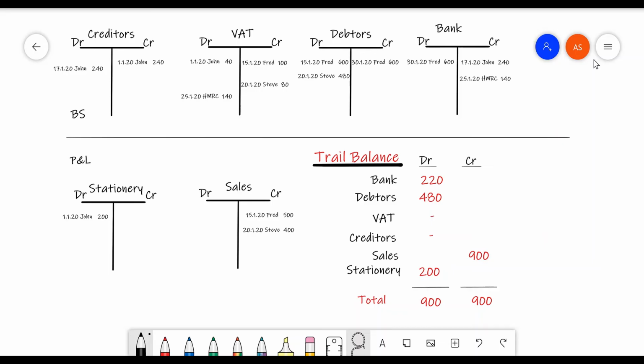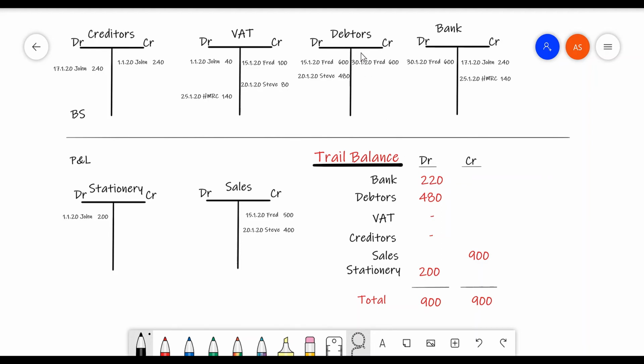So the trial balance is not really a statement, it's more of a list of the balances of all of our accounts. And if we start with the balance sheet accounts, the bank, we had 600 coming in and 380 coming out, so that left us with £220 in our bank account. We could check that by looking at the statement at the end of the month.